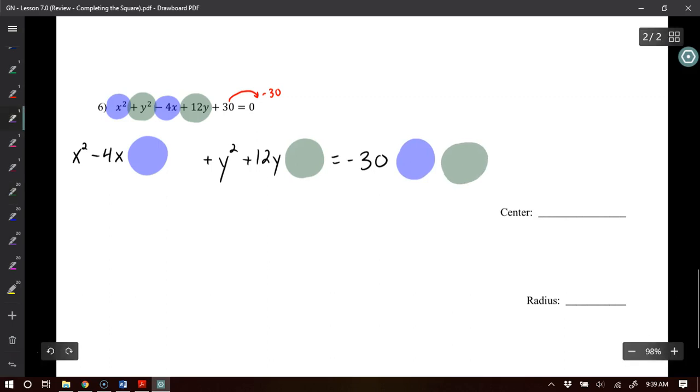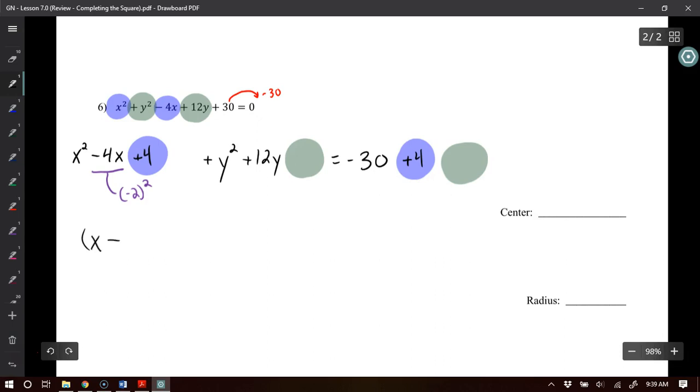And now I just complete the square. I'm going to take that negative 4. I'm going to divide by 2. That's going to give me a negative 2. Square that. That's going to give me a positive 4. But if I add 4 on the left side, I better add 4 on the right side. It will give me an x minus 2 squared.